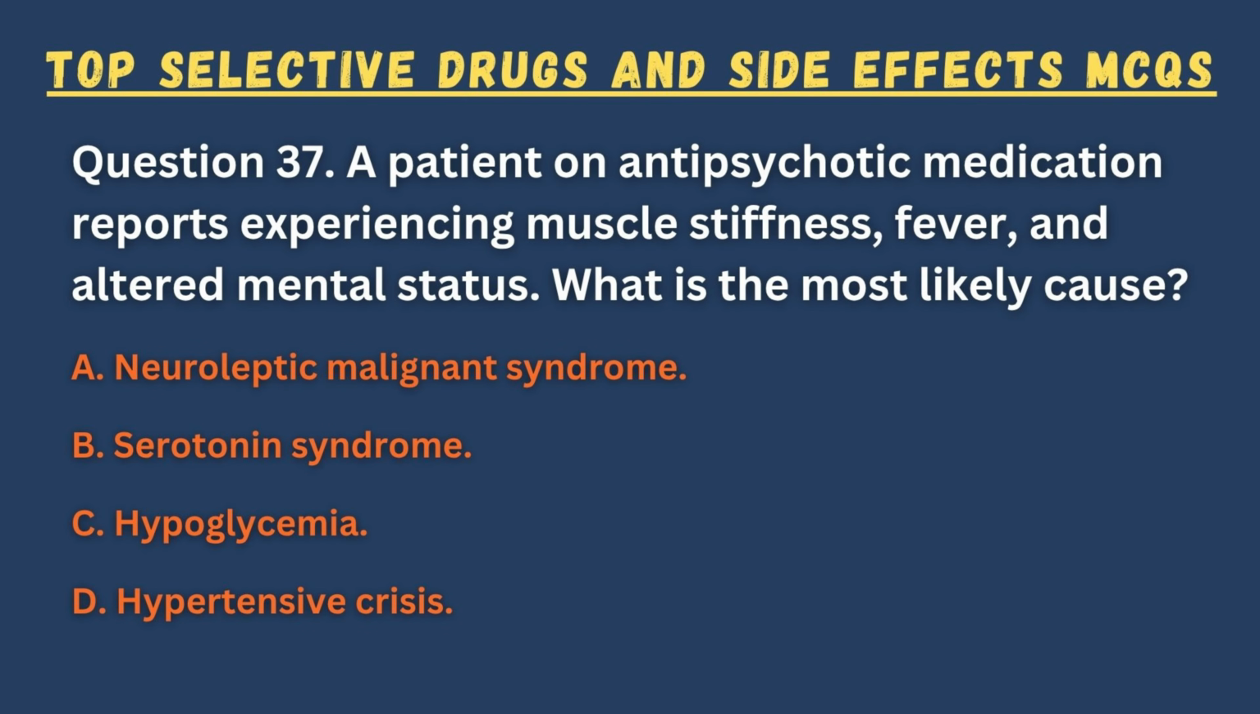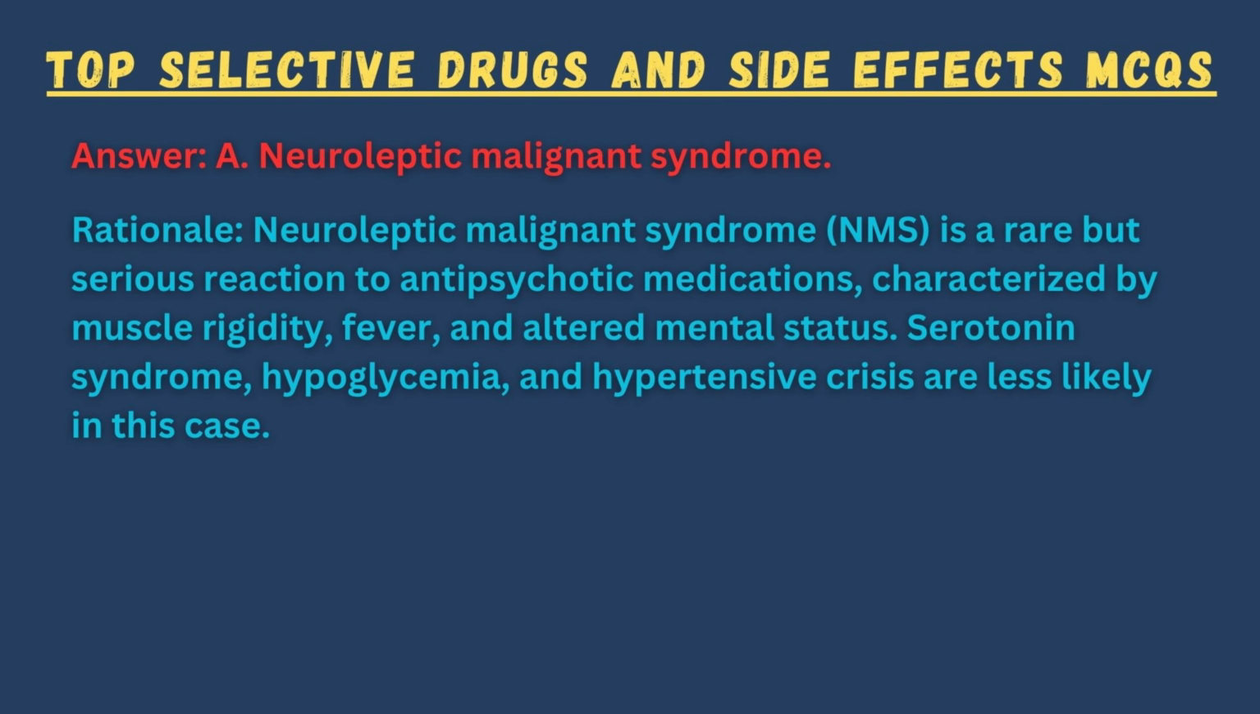Question 37. A patient on antipsychotic medication reports experiencing muscle stiffness, fever, and altered mental status. What is the most likely cause? A. Neuroleptic malignant syndrome. B. Serotonin syndrome. C. Hypoglycemia. D. Hypertensive crisis.